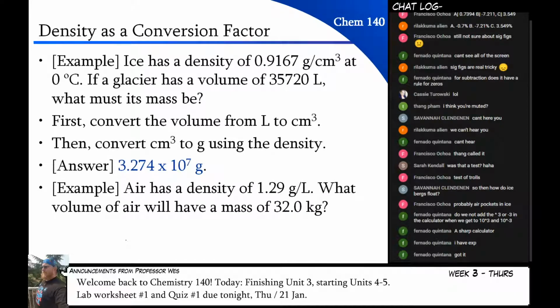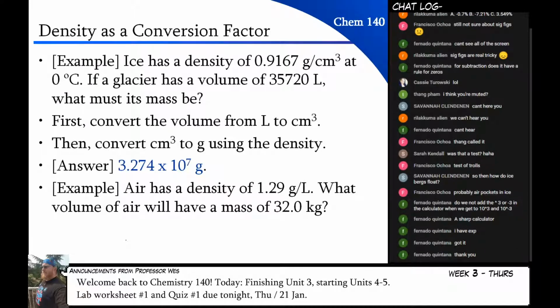All right. Let's suppose that I wanted to find the volume of air with mass 32 kilograms. And then air has this density. What would its volume be? I want to let you try this for a few minutes. And then we'll go over the answer together in just a moment. Okay, so take a crack at it.